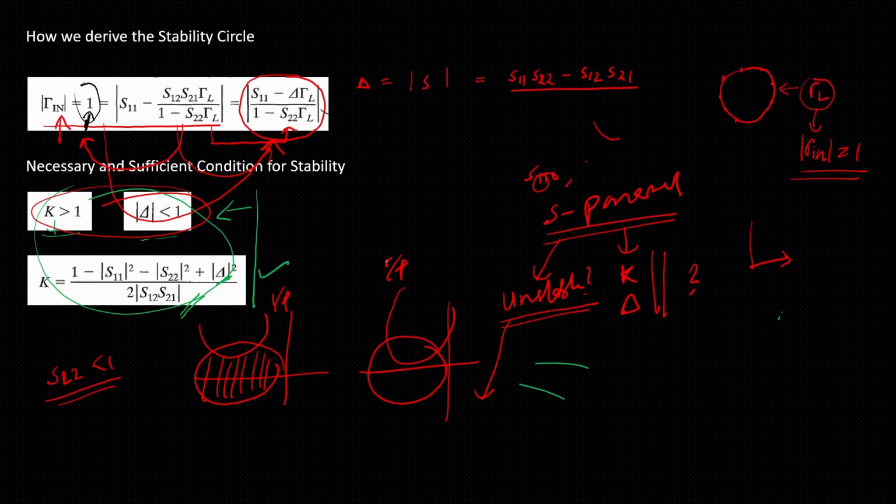And for the output matching part, I'll see my S11. If it is less than 1, then this shaded part will be my stable region, so I'll select gamma L in such a way that it remains in this stable region. And if S11 is more than 1, then I will need to select my gamma L in the blank region. Other than this constraint, we can follow the same procedure we have been following from our last videos.